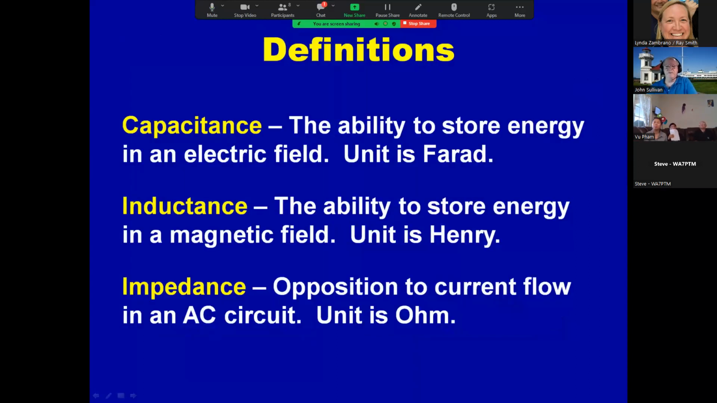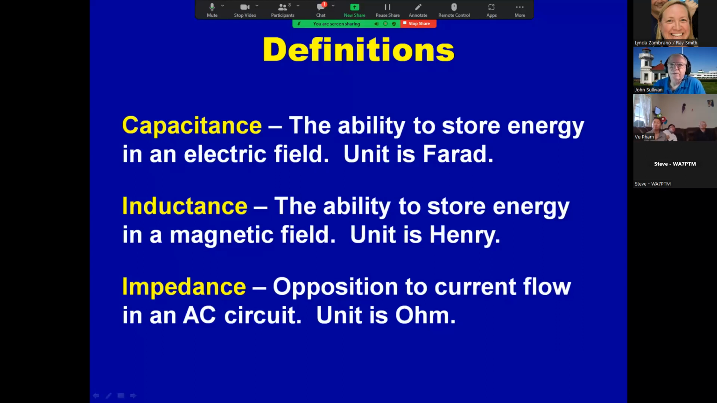So the last of our terms here for this section, capacitance. It's the ability to store energy in an electric field. That's called capacitance, and it's measured in a unit called a farad. Inductance is the ability to store energy in a magnetic field, and that unit of measurement is called a Henry. We measure inductance in henries and capacitance in farads.